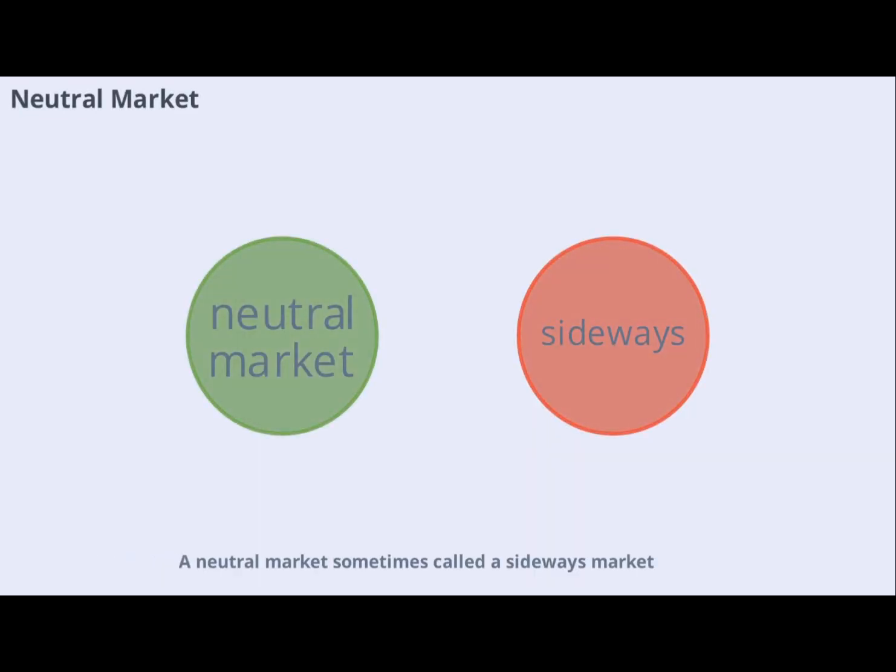A neutral market, sometimes called a sideways market, occurs when neither bulls nor bears dominate. Prices remain relatively stable with little significant movement in either direction. This can be a period of uncertainty where investors are waiting for clearer signals before making big moves. Understanding market conditions helps you adjust your strategies accordingly.